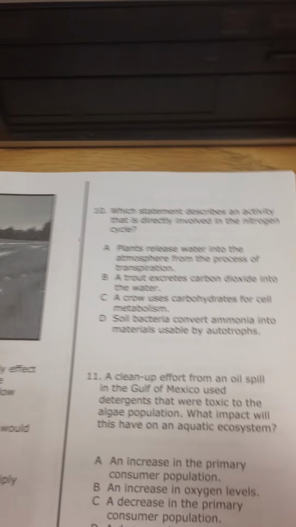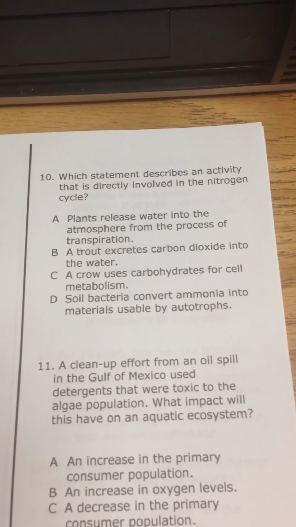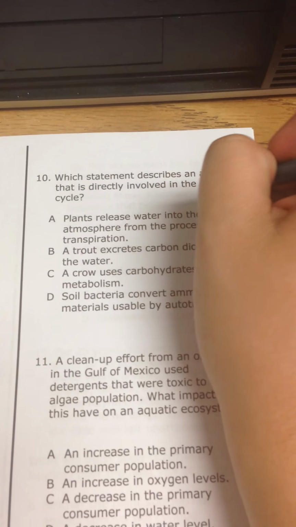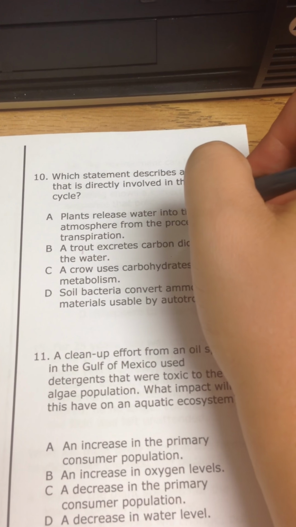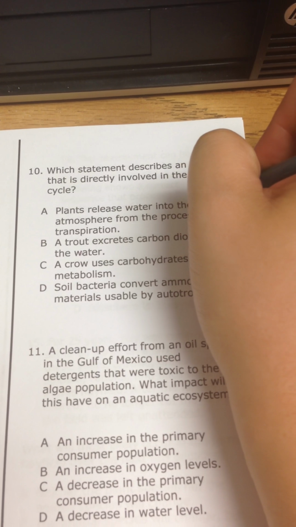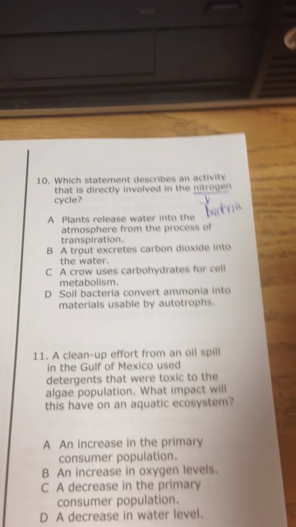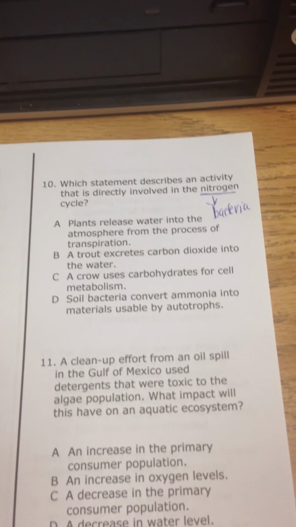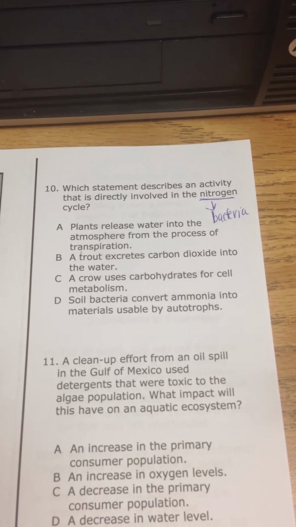Okay. All right. Which statement describes activity that is directly involved in the nitrogen cycle? Guys, I told you one word. When we think nitrogen, we think bacteria. Think about the little brain pop guys that have the little wiggly arms, right? And in our diagram, we circled the word bacteria, bacteria, bacteria.